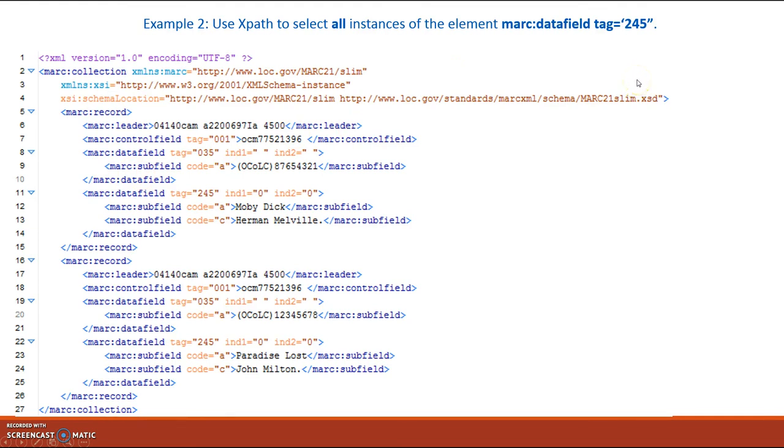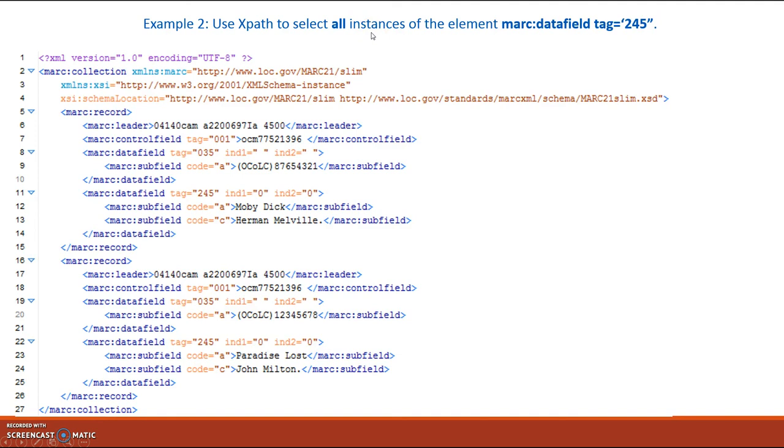For example 2, we want to use XPath to select all instances of the element MARC datafield tag 245. And that's a typo right there. That's not part of the problem. But as you know from earlier lectures, this should be either both single quotes or double quotes. So I apologize for that.